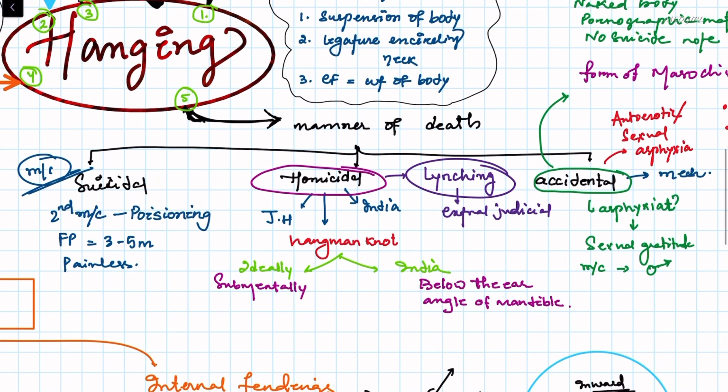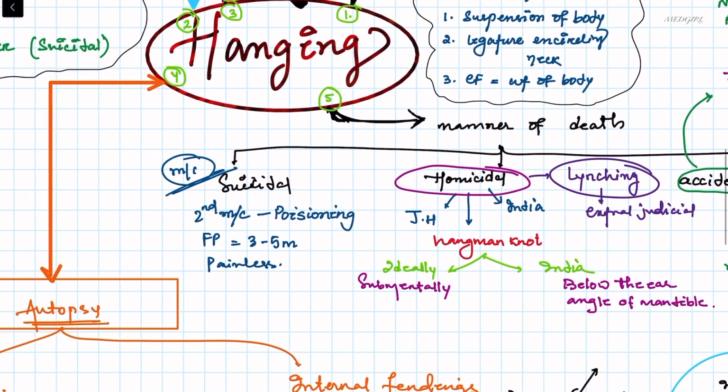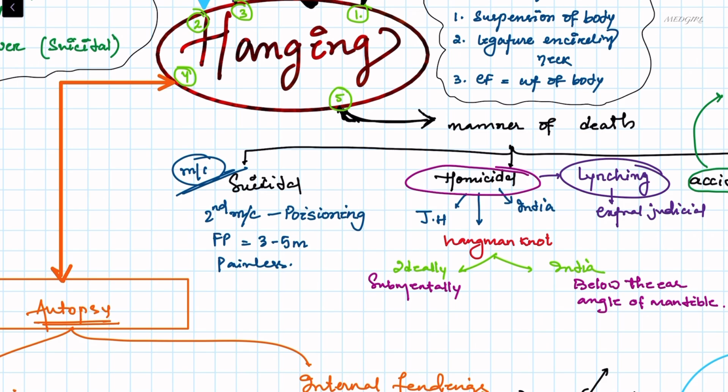Manner of death can be suicidal, homicidal, or accidental. In case of suicidal, hanging is the most common method of suicide. After this, the second most common is poisoning. Now the fatal period is 3 to 5 minutes, and it is most common. Why? Because this is a painless method of death.